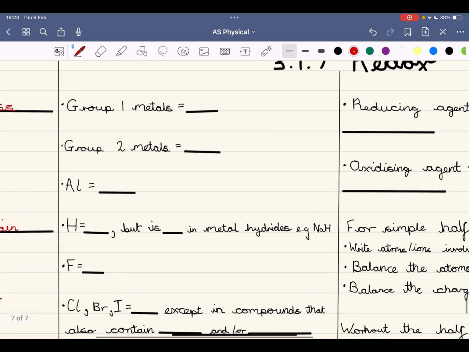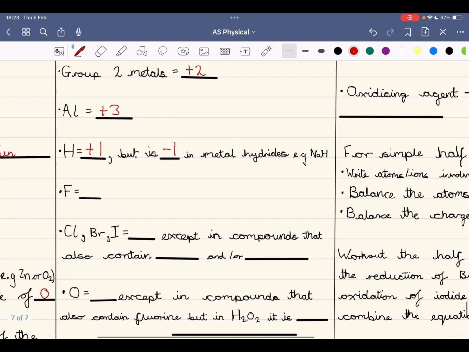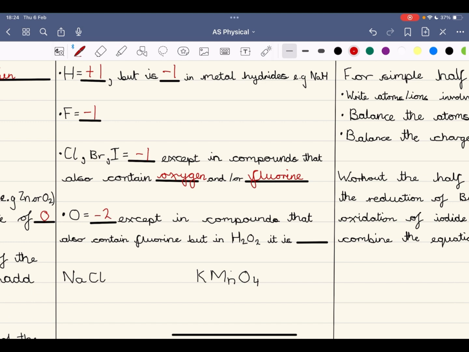The oxidation state of group 1 metals is +1. For group 2 it's +2. For aluminium it's +3. For hydrogen it's +1, but is -1 in metal hydrides. For fluorine it's -1. For the other halogens it's -1, except in compounds that contain oxygen and/or fluorine. And for oxygen it's -2, except in compounds that contain fluorine, but in hydrogen peroxide it's also -1.